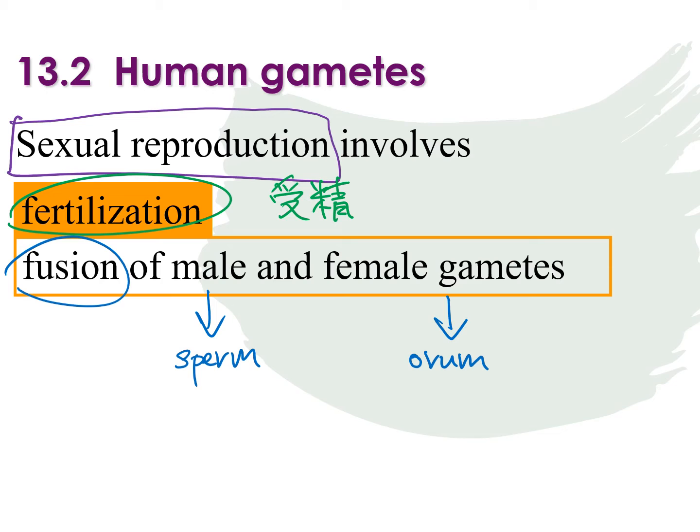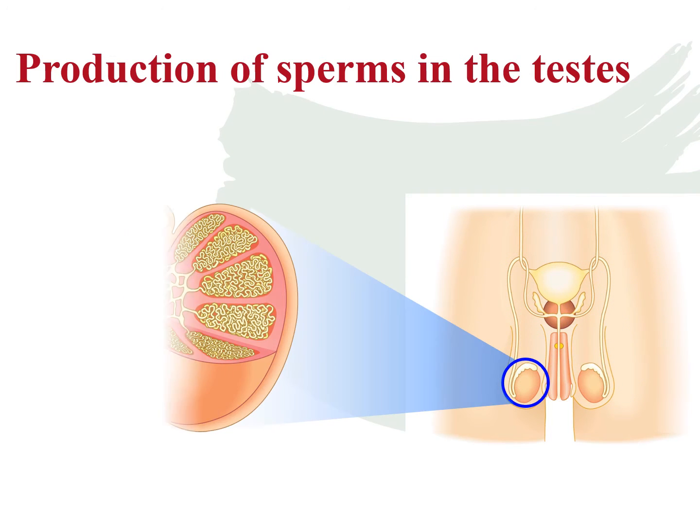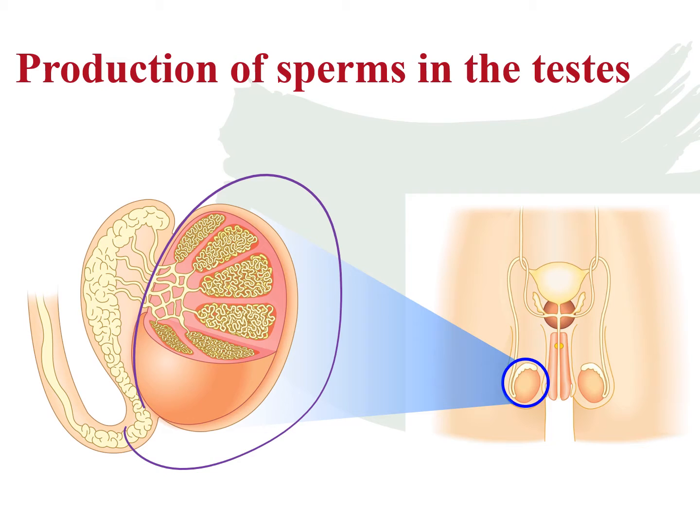The focus of this lesson is to take a look at the structure of a sperm and how it works for fertilization. What is a sperm? Where are they produced? The production of sperm occurs in the testes, 睾丸.